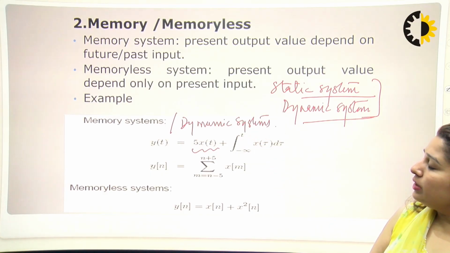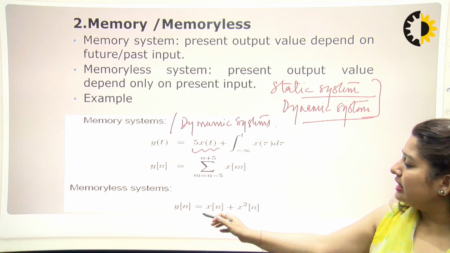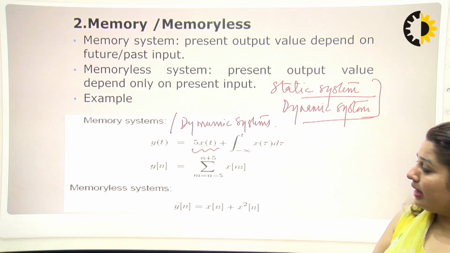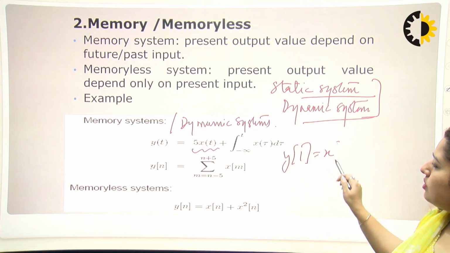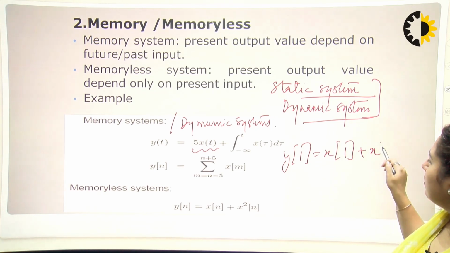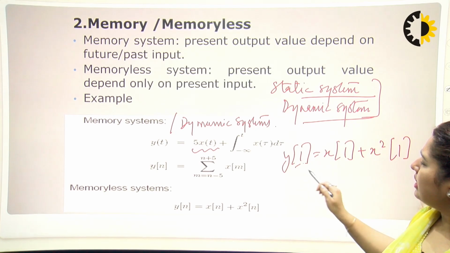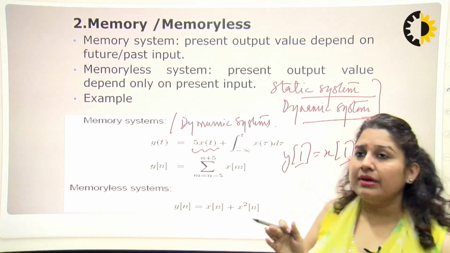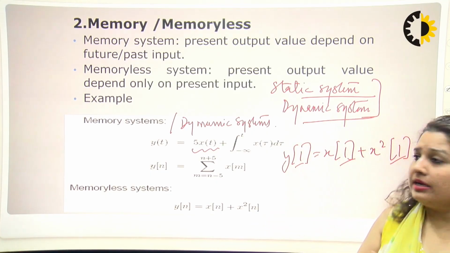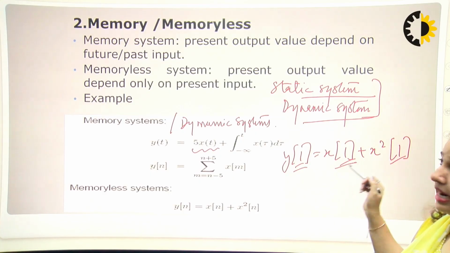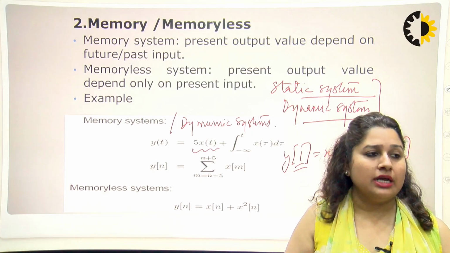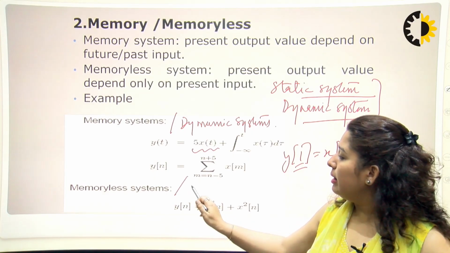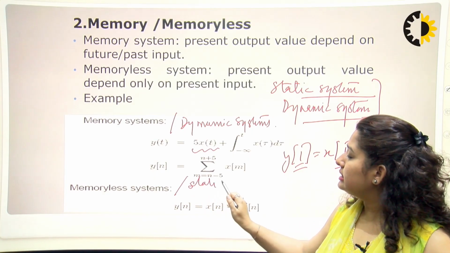On the other hand, for example, a memoryless system like y[n] equals x[n] plus x²[n]. If we put n equal to 1, y[1] is the same as x[1] plus x²[1]. So for every instant of time, if we take t equal to 1, the output depends on the input values at t equal to 1, not on the previous values and not on the future values. These types of systems are called memoryless systems or static systems.